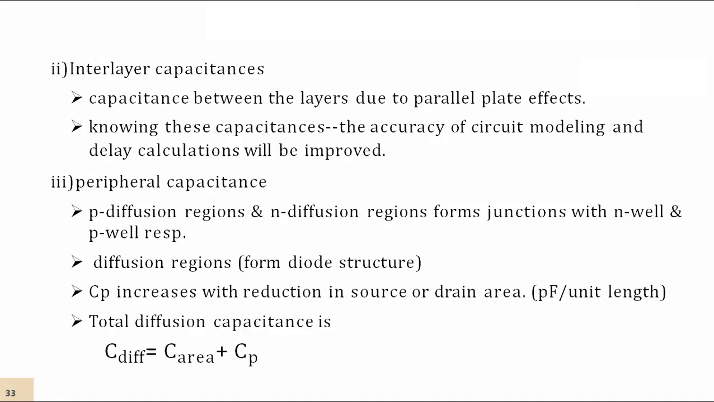The peripheral capacitance arises where the N diffusion region or the P diffusion region forms a junction with the N well and P well respectively. In the diffusion region, which forms a diode structure, CP, the peripheral capacitance, increases with reduction in the source or drain area. This peripheral capacitance increases when you reduce the diffusion area.